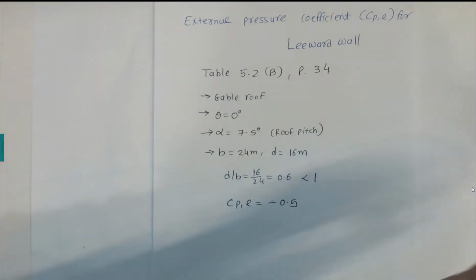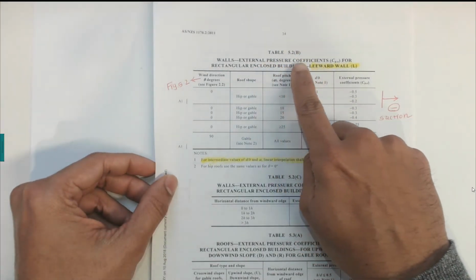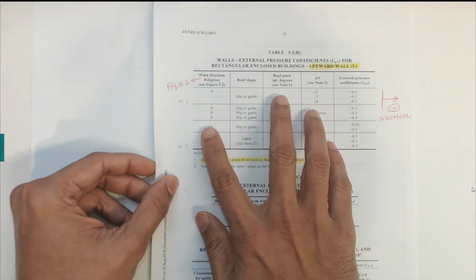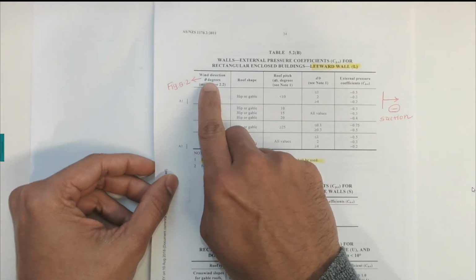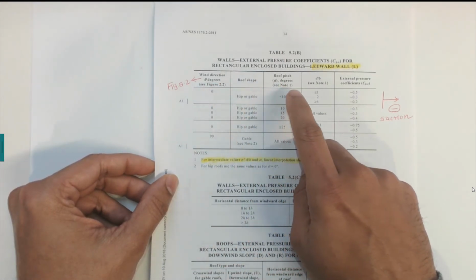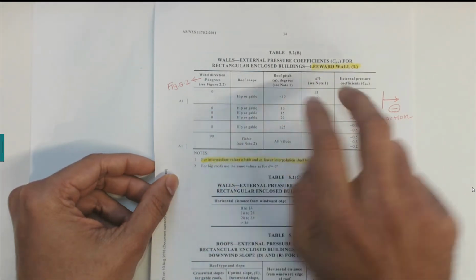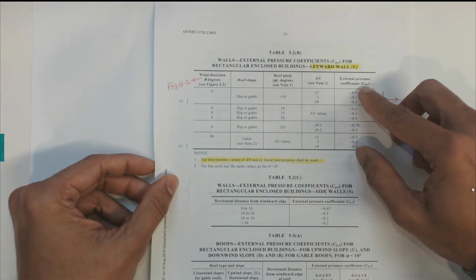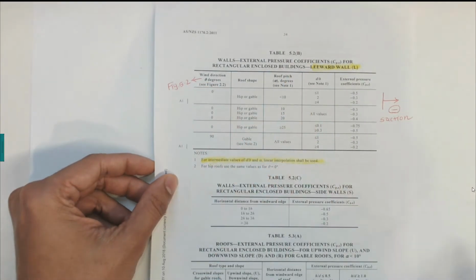If I can show it here on page number 34, we have the external pressure coefficient for the leeward wall. There are various parameters that we need to extract before finding the CPE. We need to know theta, the roof shape, the roof pitch alpha, and D over B. So we need to get these 4 parameters to identify which value we are going to select for the external pressure coefficient. Now let's start with the wind direction theta and these 4 parameters.